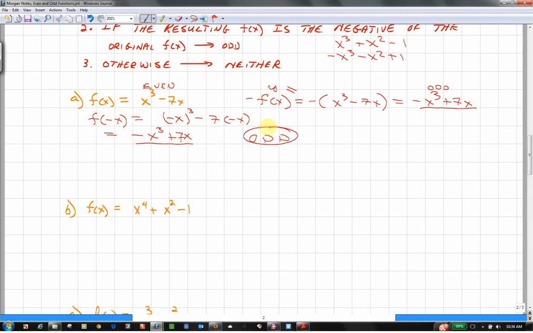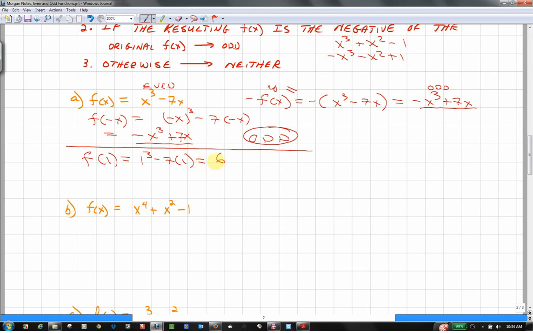So let's see what that means number-wise. Like I said, what I just did is the way the book would show how to do it. Let's see what happens if I do a number. So I'm going to put 1 into the equation. If I put 1 into this, I'm going to get 1 cubed minus 7 times 1. That's going to be 1 minus 7.